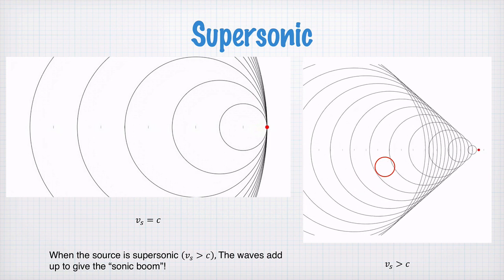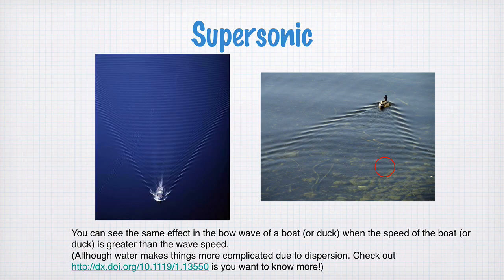You can see this sort of effect as well on water. So here's a boat and a duck, both generating a bow wave. And boat speed, and indeed duck speed, are generally greater than the speed of water waves. And so you see the same kind of angle here, which comes about due to the supersonic motion of the wave source.